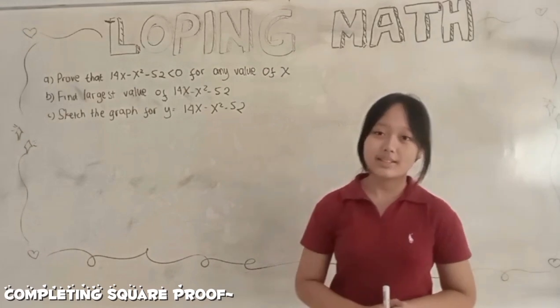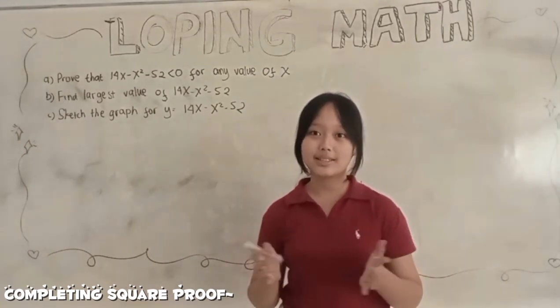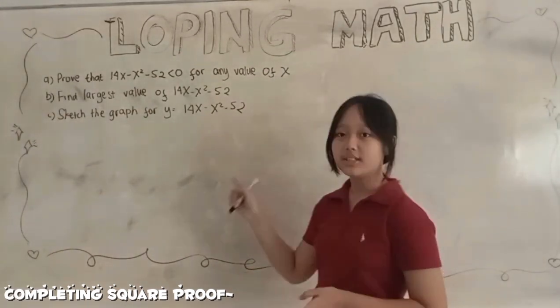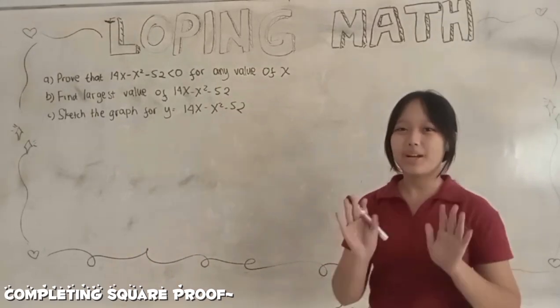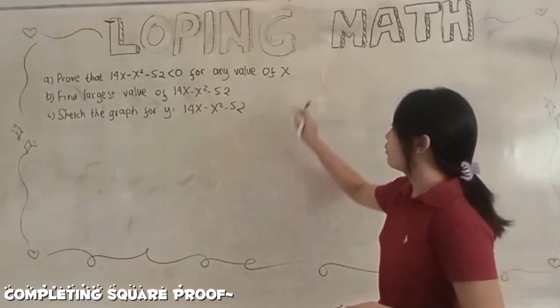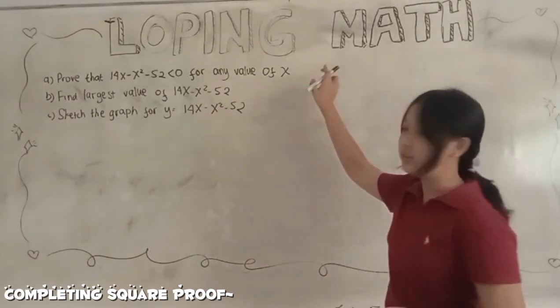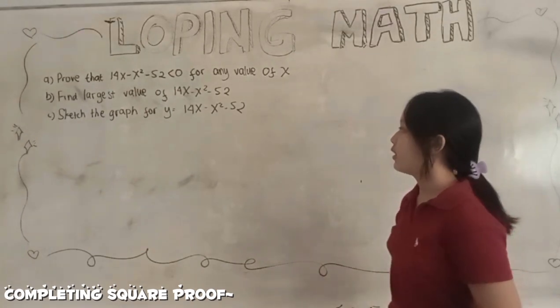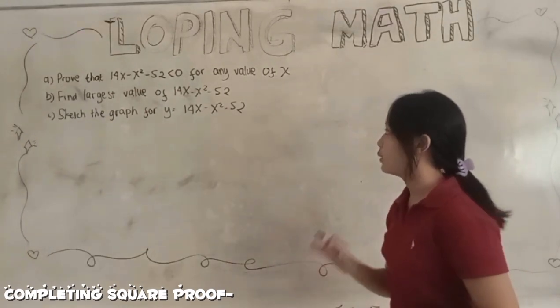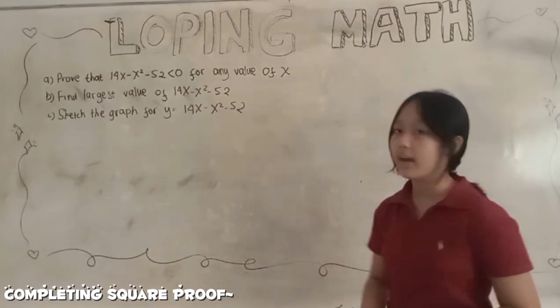So now we will discuss proving with completing the square. Here I already provide one question but with 3 branches. But don't worry, we will go one by one. So we've got A, B, C. We will dive into A first. Prove that 14x minus x squared minus 52 is less than 0 for any value of x.